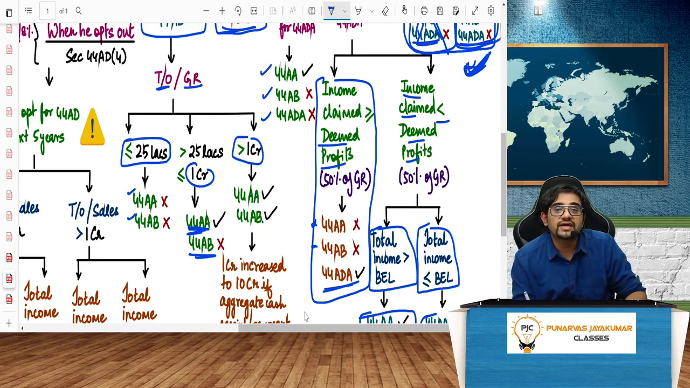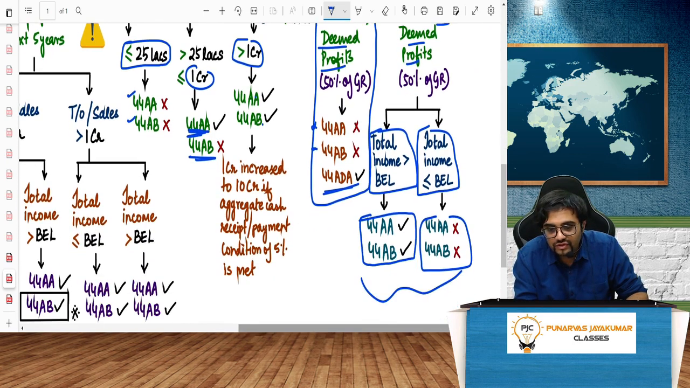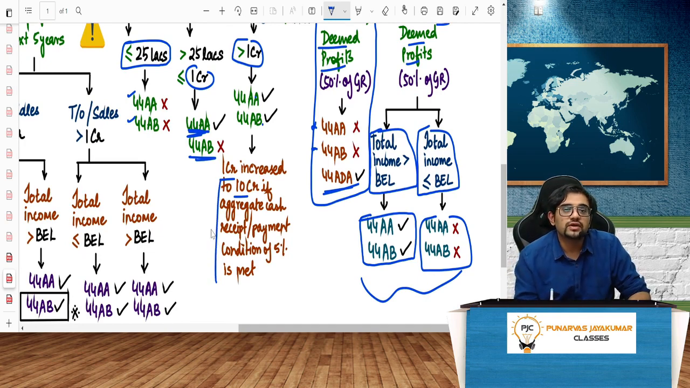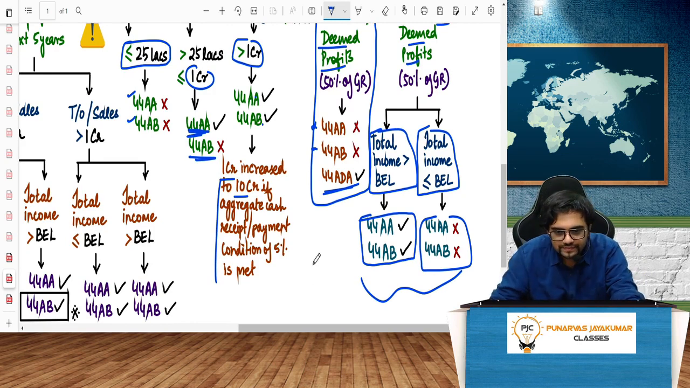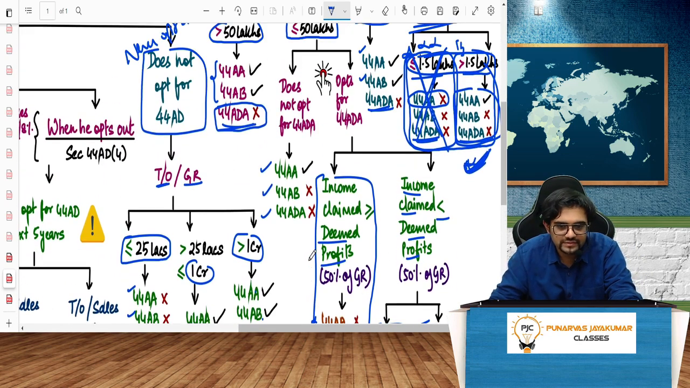Sir, what if my aggregate cash receipts and cash payments are less than or equal to 5%, sir? Then of course, the 1 crore limit is increased to 10 crore. So in that case, both will not apply. Did you understand, my dear friends? Easy? Very easy. Yes or no? Very easy.